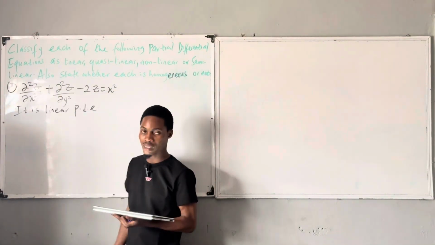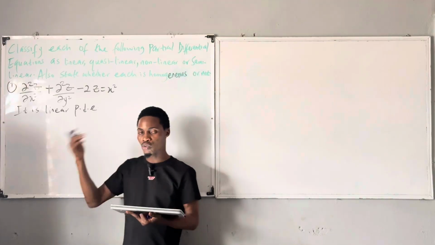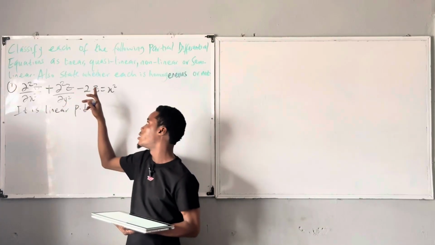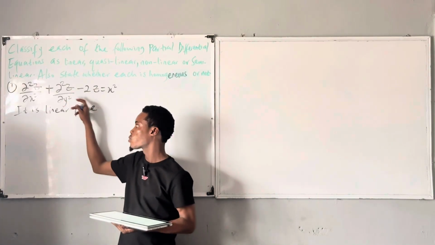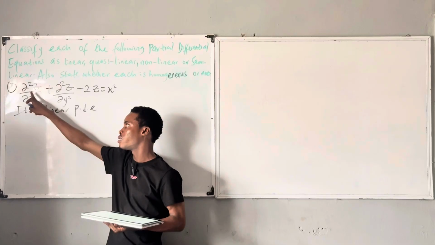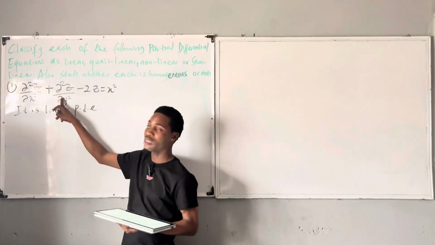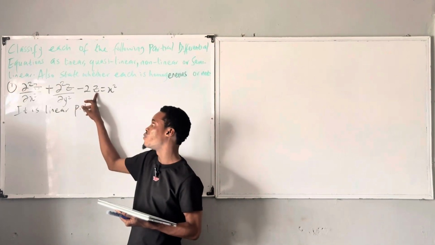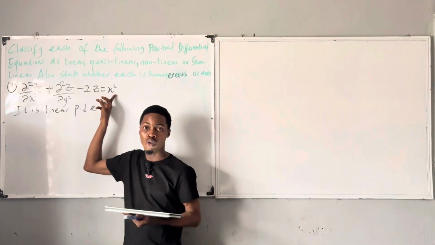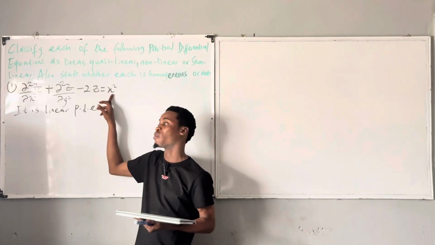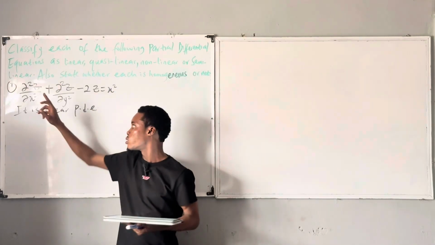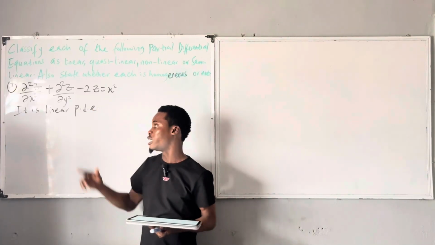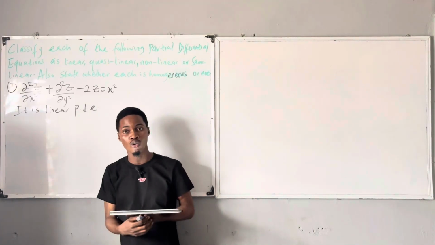Then let us state the homogeneity. Is it homogeneous or non-homogeneous? The first term has the partial derivative of z. The second term has the partial derivative of z. The third term has the dependent variable, which is z. And the last term does not have either a partial derivative of z or the dependent variable z. So the right hand side does not have a partial derivative of z or the dependent variable z. It means it is not homogeneous.